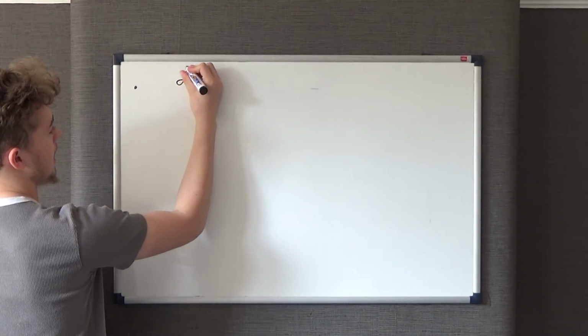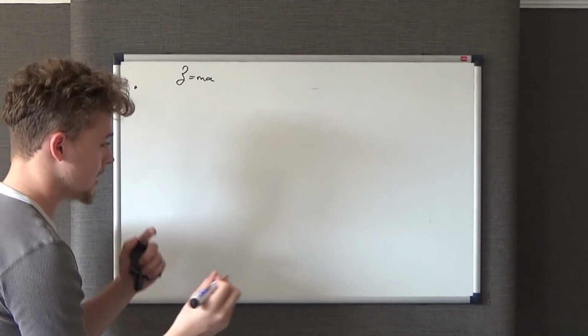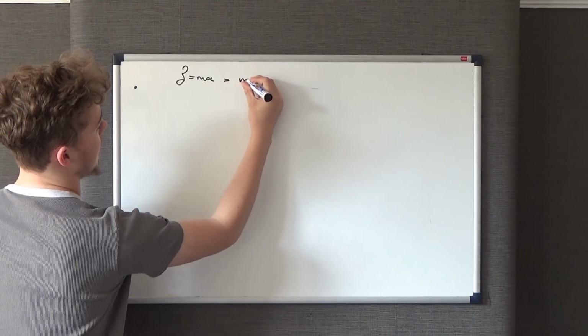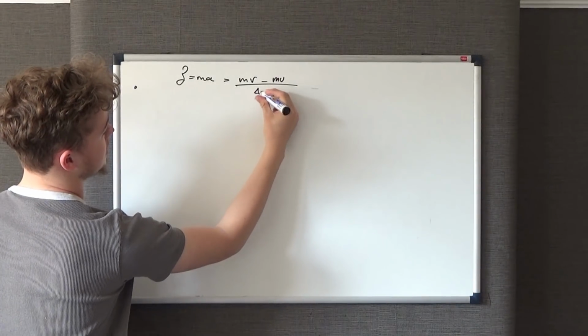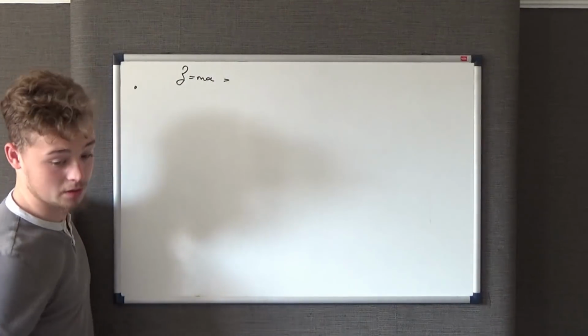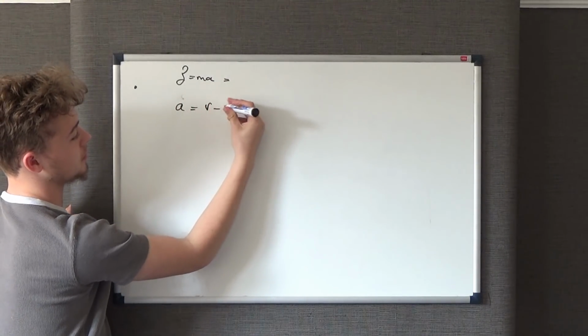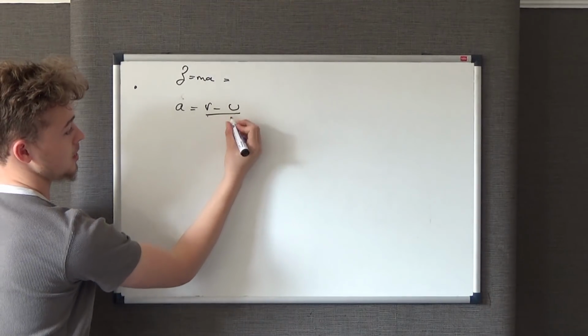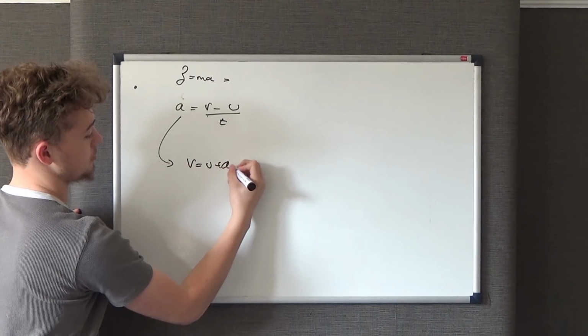Back in AS, we said F is equal to ma. In other words, the resultant force is equal to mass times the acceleration. Well, yes, that's correct, but you could think of this as mv take mu over delta t. Mass times acceleration, where acceleration is equal to the final velocity take the initial velocity over delta t. That comes from the SUVAT equation, v equals u plus at, rearranged to get the acceleration.